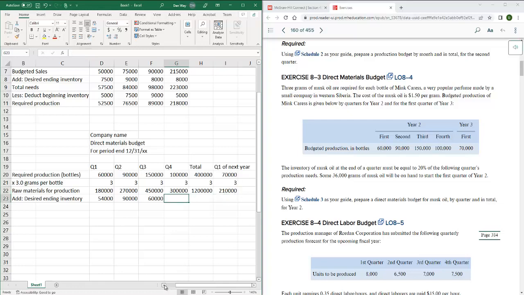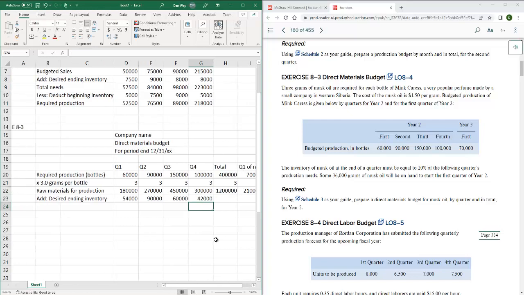So for Q4 in that year of interest here, we want to have 20% of Q1 of next year's needs, of the 210,000 grams. 42,000 grams. Okay. Now desired ending inventory for the quarter or the year as a whole, the same point in time as the end of Q4, talking about December 31st in both cases. So I'm going to carry that 42,000 there.